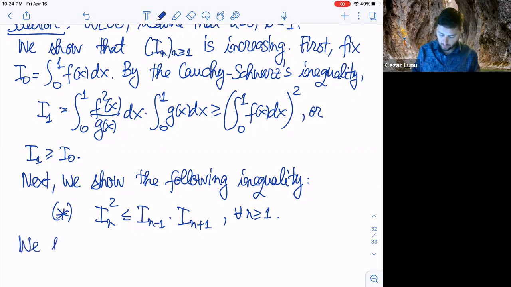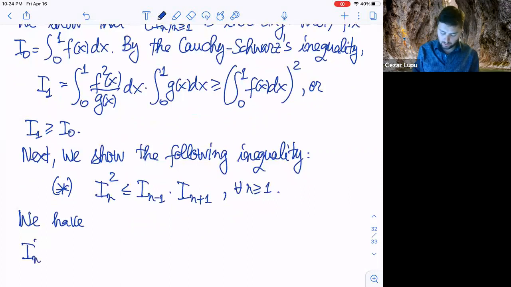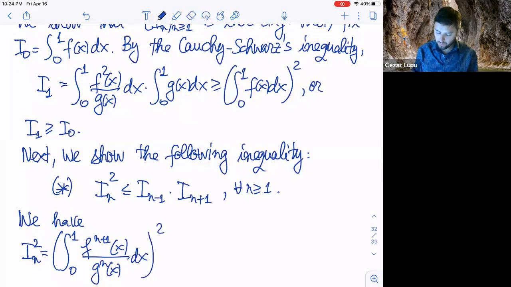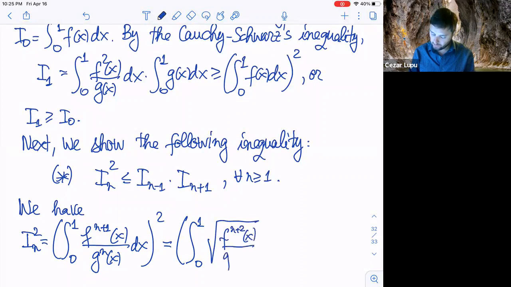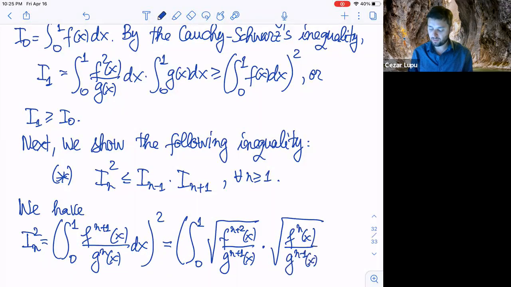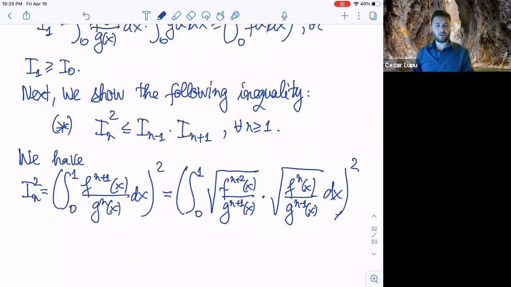We have that I(n) squared. So this will be the integral from 0 to 1 of f to the power n plus 1 of x over g to the power n of x dx, squared. That's our integral, and we're going to write it in the following way. I'll write this as the integral of the square root of f to the power n plus 2 of x over g to the power n plus 1 of x, times the square root of f to the power n of x over g to the power n minus 1 of x. I'm writing it in this way because this is what I would like to obtain.